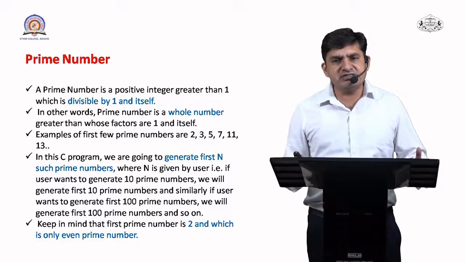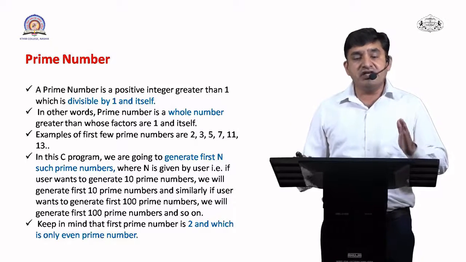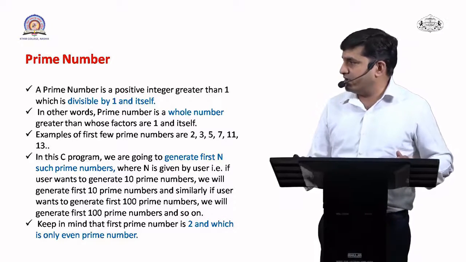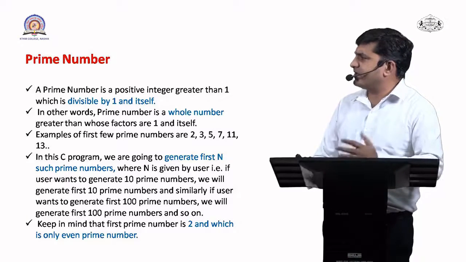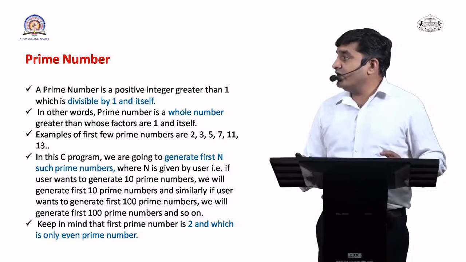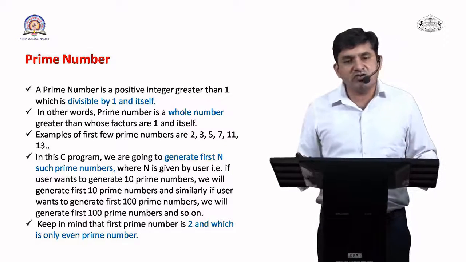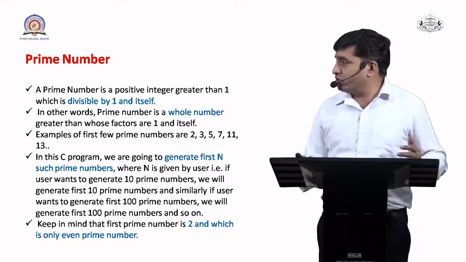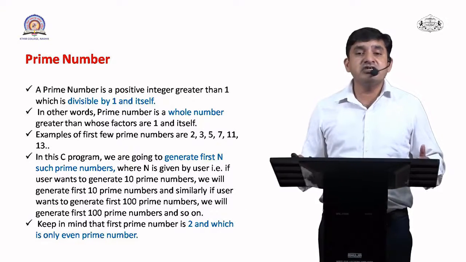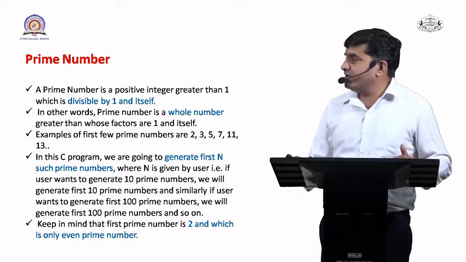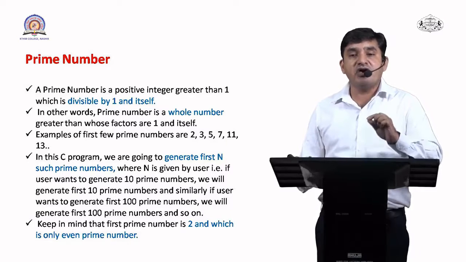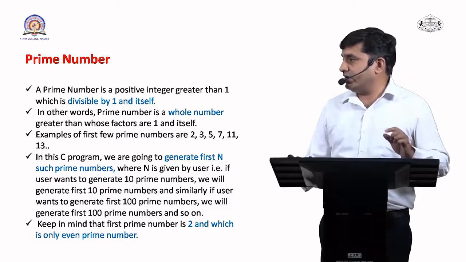So the question arises, what is a prime number? The number which is divisible by itself or by 1 is a prime number. In other words, a prime number is a whole number greater than 1 whose factors are 1 and itself. Examples of a few prime numbers are 2, 3, 5, 7, 13, 17, and so on. These numbers are divisible only by itself or by 1.